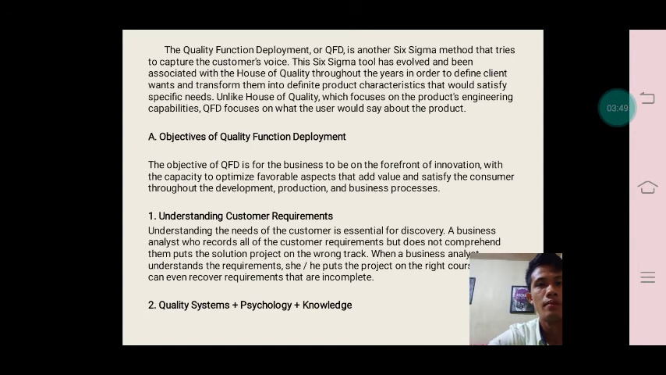So, unlike house of quality, which focuses on the product engineering capabilities, quality function deployment focuses on what the user would say about the product. As I said earlier, they focus on the feedback on their production, whether they improve or not.